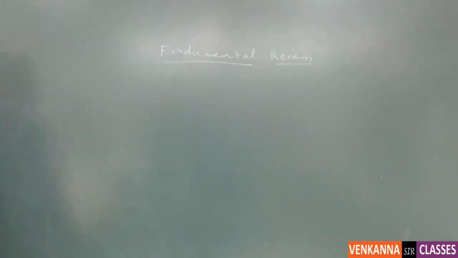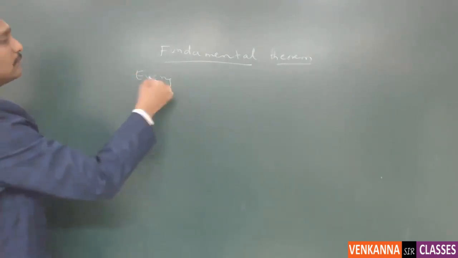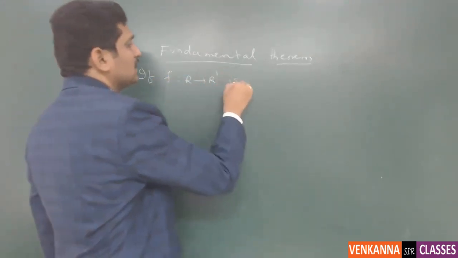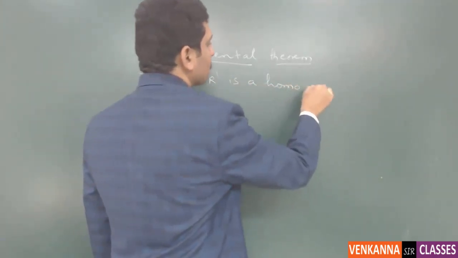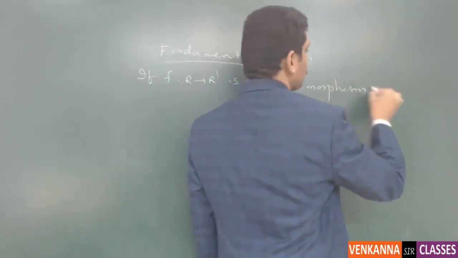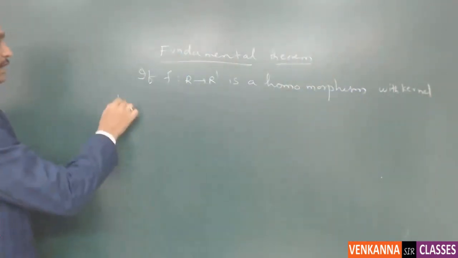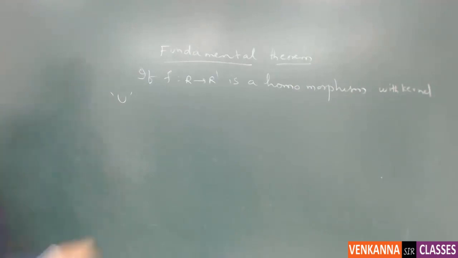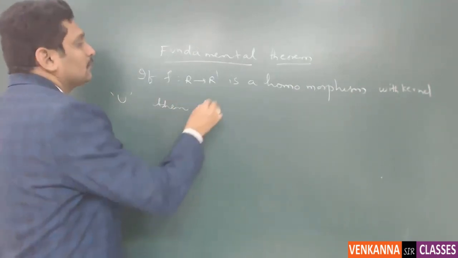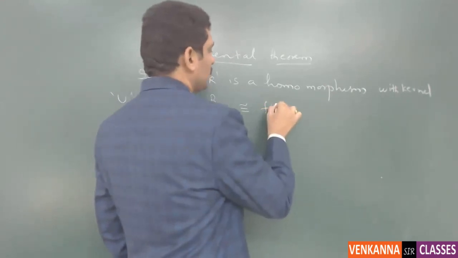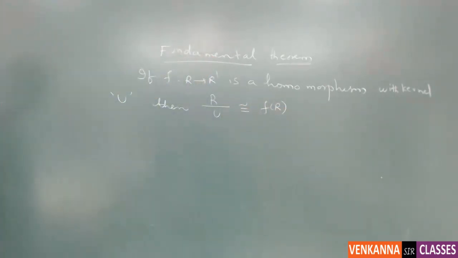So the statement we can write as: if f from R to R dash is a homomorphism with kernel U, then R by U is isomorphic to f of R. You please take a note of this, the statement of the theorem.